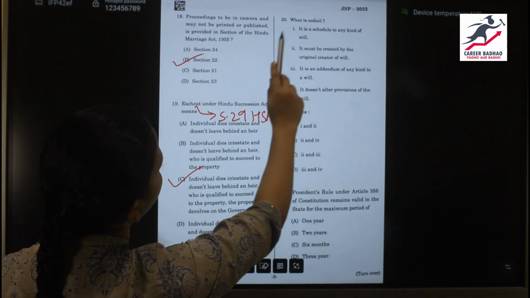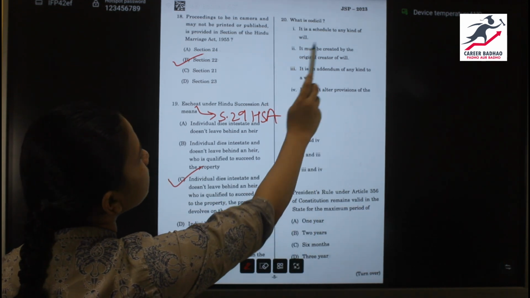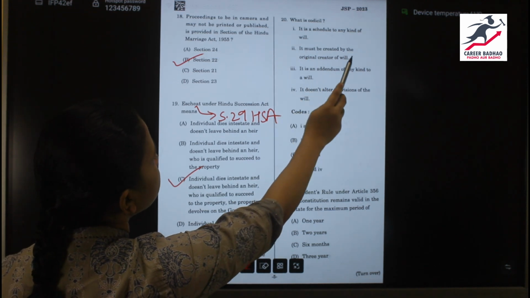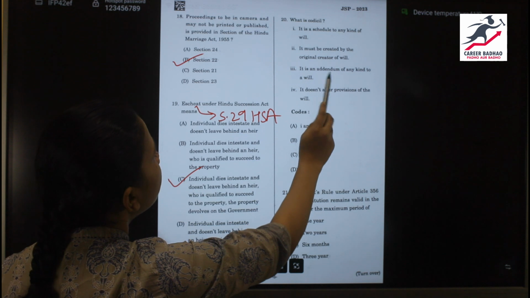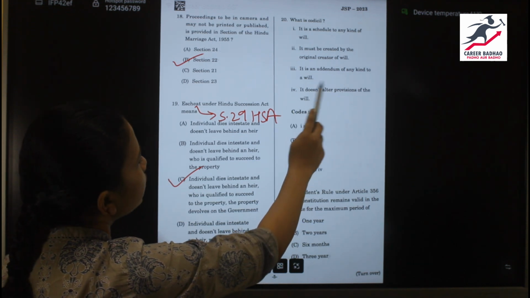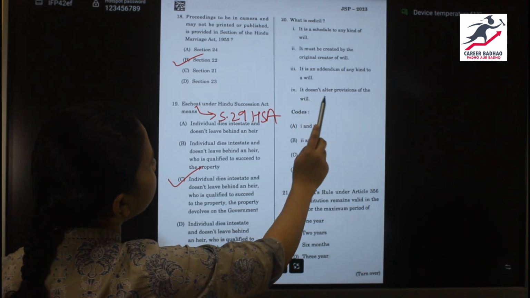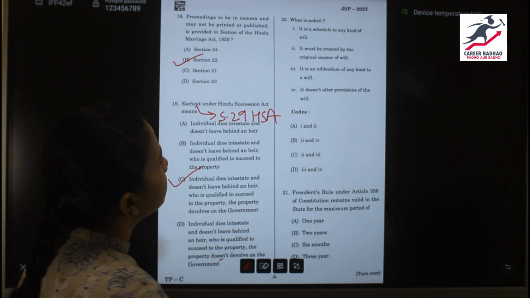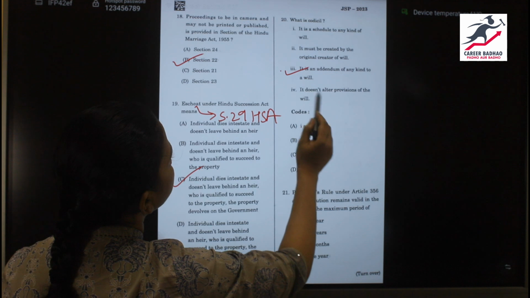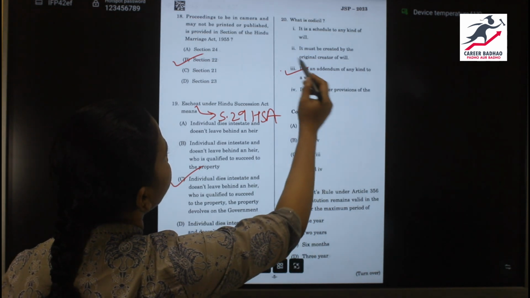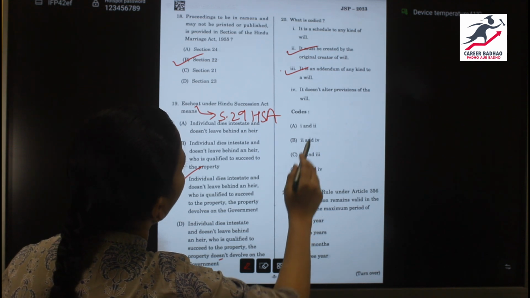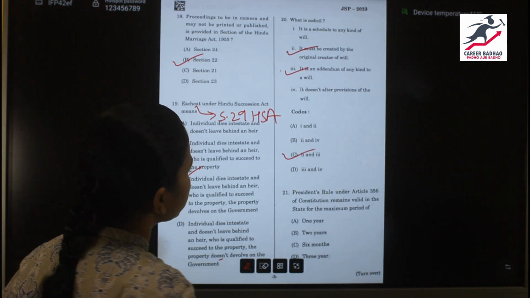Let's move to question number 20. What is a codicil? Option 1: it is a schedule to any kind of will. Option 2: it must be created by the original creator of a will. Option 3: it is an addendum of any kind to a will. Option 4: it doesn't alter provisions of the will. We all know that a codicil is an addendum to the will, and also it is created by the original creator of the will. So the correct answer would be options 2 and 3, that is option C.